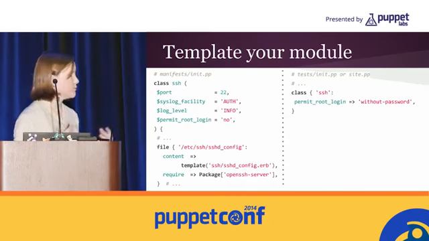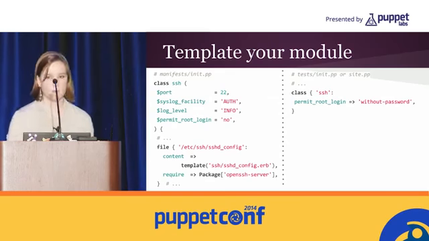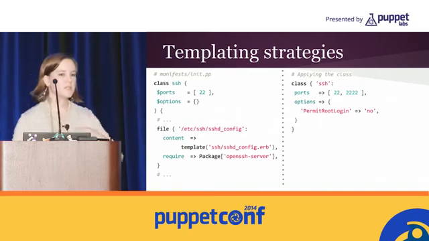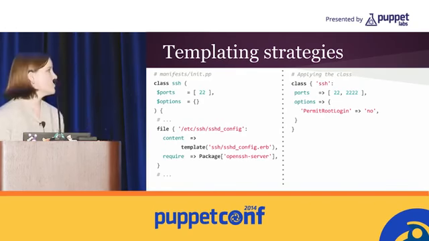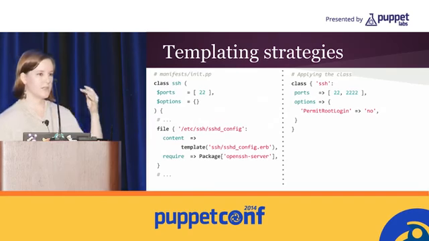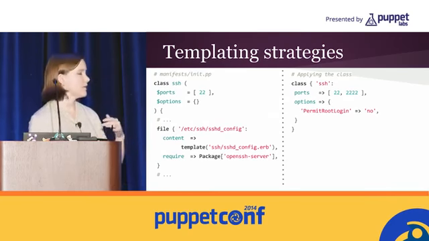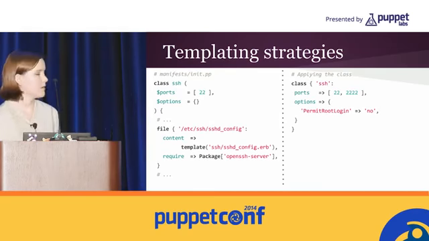This approach is going to work most of the time for most services, but there's some other strategies you can use for designing your modules. The first strategy you can use is exchanging this long list of parameters for an options hash. So what could happen is if you wanted to actually outline every single parameter in that SSHD config file, your class would end up having many, many parameters. It gets very, very long.